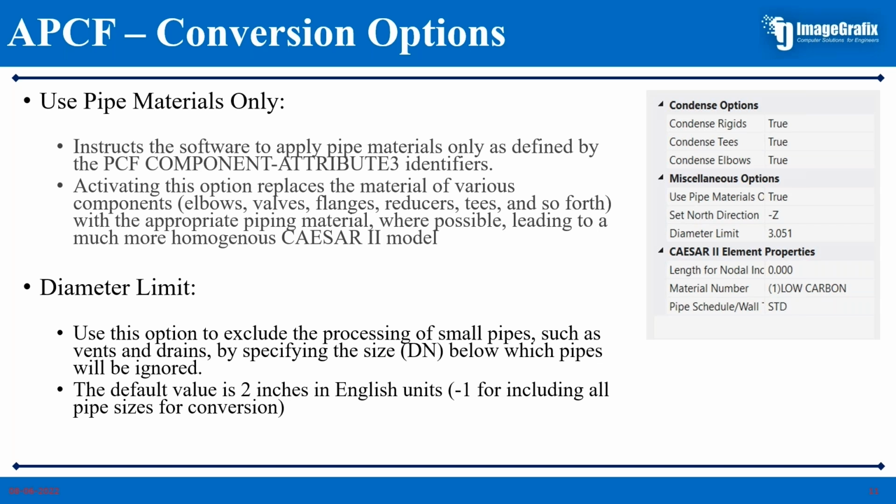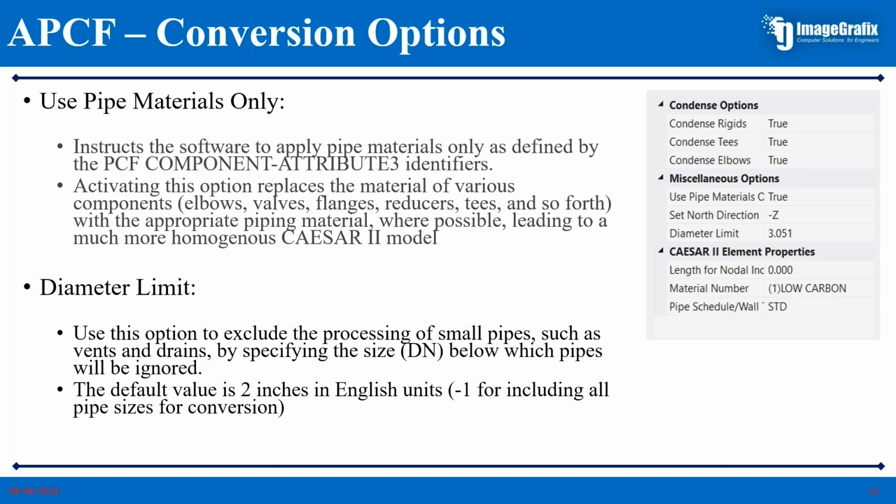The maximum largest diameter of these tapping connections is around, say, 2 inch. During the conversion, I don't want to utilize them in my CAESAR II model, but I want flexibility. After importing, I don't want to delete it. But when the PCF file is getting converted itself, at that time these tappings, everything has to be eliminated. Then I can give the values by specifying the DN limit.